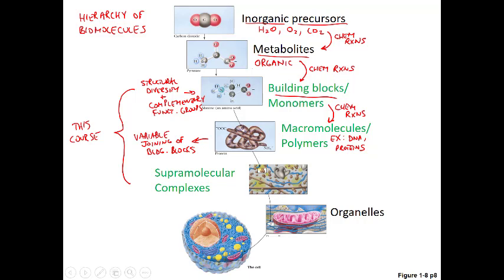Now, macromolecules or polymers can then associate together to give us supramolecular complexes. So these are groups of macromolecules that work together. So we're talking about things like the ribosome or transcription factors or the membrane, big complicated structures that are made of many, many molecules.